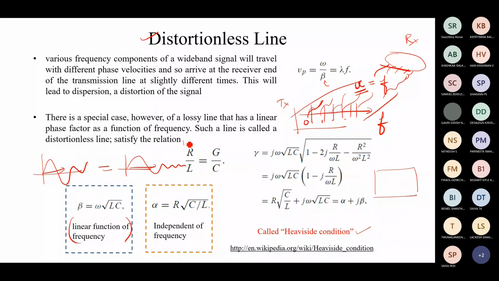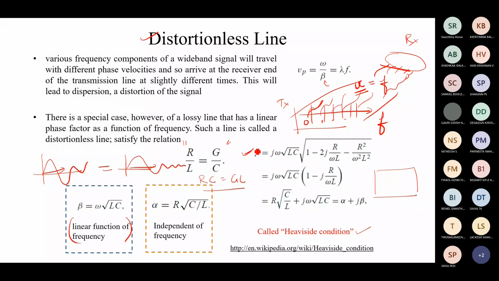The Heaviside condition is simple: R by L is equal to G by C. In some books you can see it mentioned as RC equal to GL. Both are the same. So this is the condition. When you substitute this condition into the phase constant and the impedance, you will get some interesting solutions.